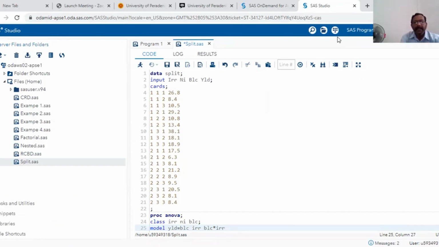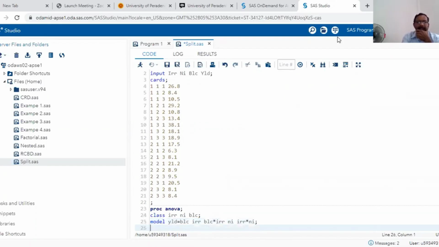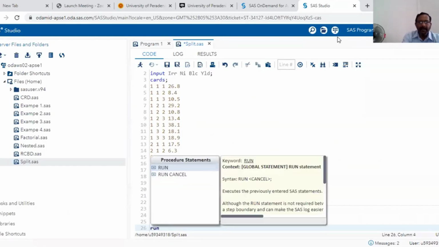What is next? Nitrogen effect. Then irrigation into nitrogen. Then what? Normal error term, so we don't need to include that. That is the error B, right? We don't need to include that. That is all. In this case, this is all. Then run simply.